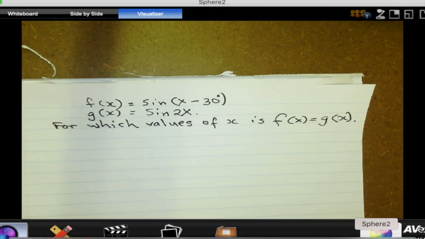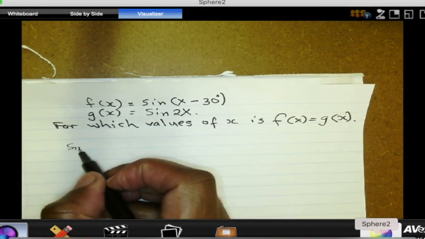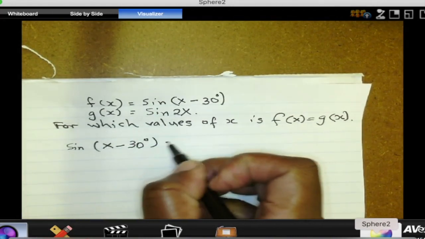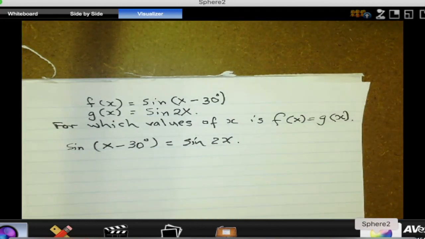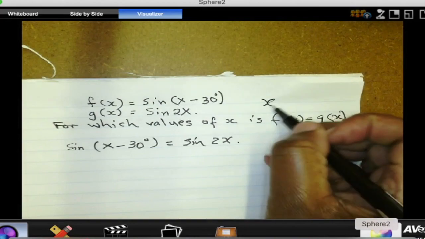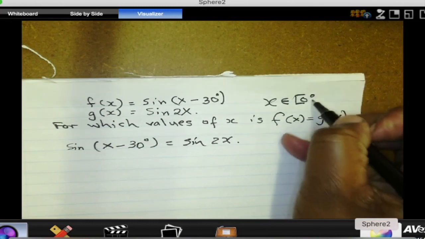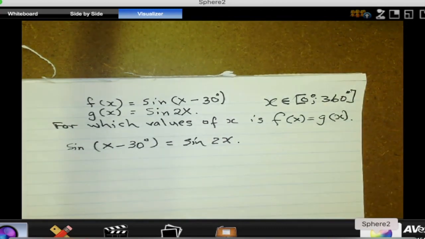So you will agree we are actually solving the equation sine of (x minus 30 degrees) is equal to sine of 2x, and we need x for that. But for this particular equation, can we solve for x between 0 degrees and 360 degrees? So we're looking for the particular solutions for x from 0 degrees to 360 degrees.